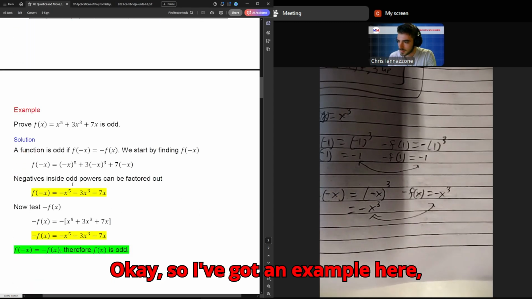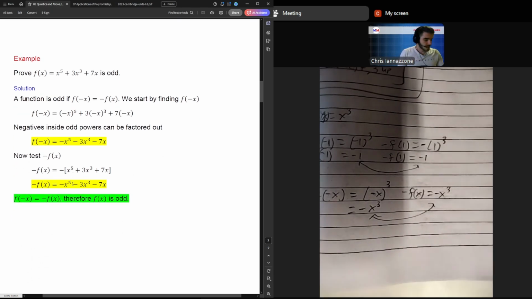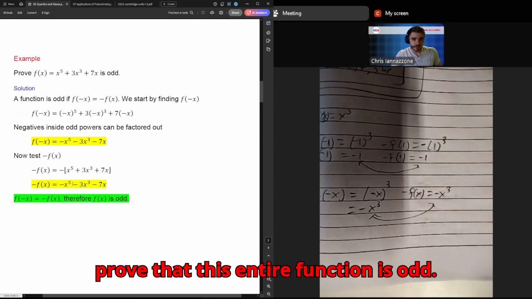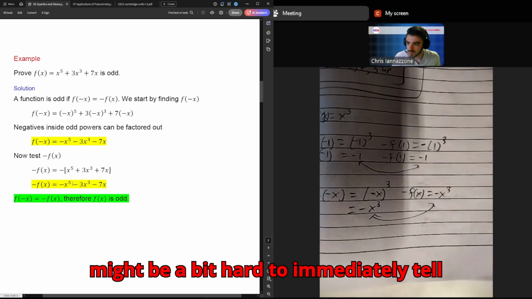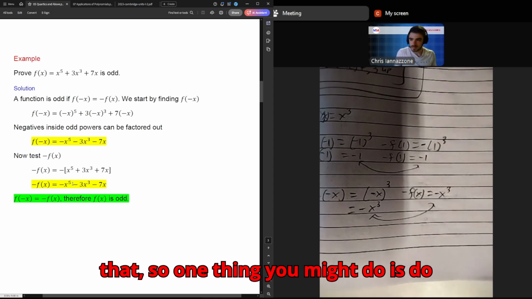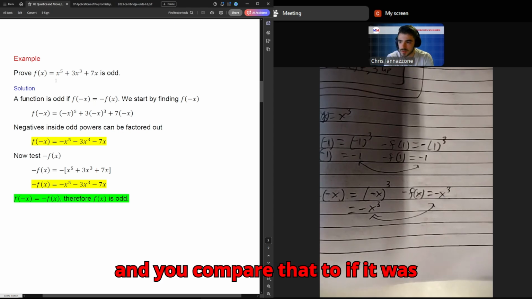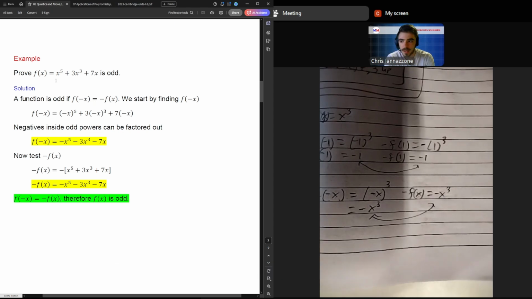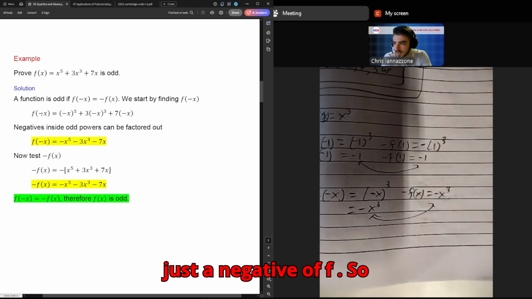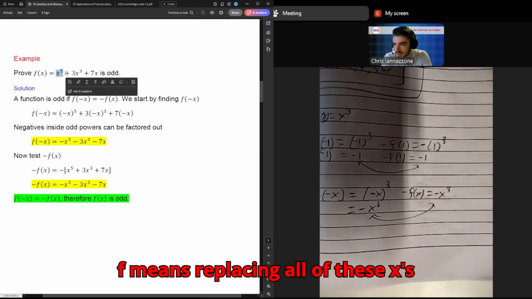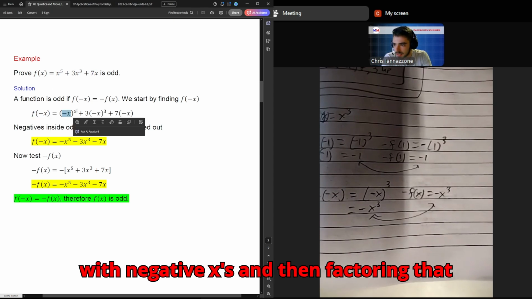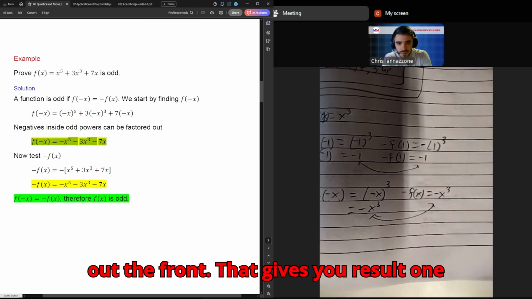Okay, so I've got an example here. Prove that this entire function is odd. Might be a bit hard to immediately tell that, so one thing you might do is do exactly that. You plug in the negative x, and you compare that to if it was just the negative of f of x. So f of negative x means replacing all of these x's with negative x's, and then factoring that out the front. That gives you result 1 here.